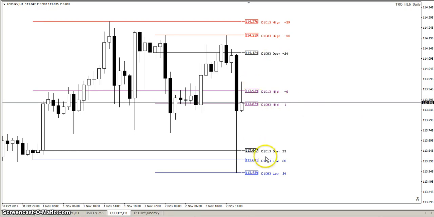So you can see here it went below the D1 low and then turned right back around. So we know the D1 low and the D1 high delineate part of the WICK zone. And in this case, the D1 open is right here. So between the D1 open and the D1 low, right there, this is the WICK zone.